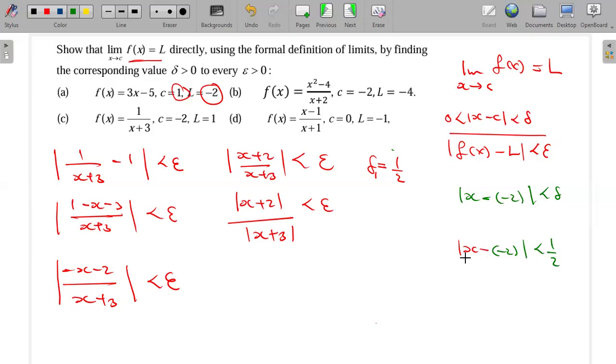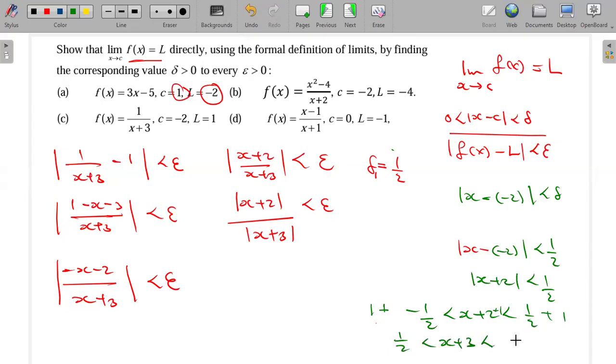Now this here is just the positive version, which is modulus of x plus 2 less than half. By definition this is negative half less than x plus 2, less than half. Now, what do we want to get? We want to get a 3 there. So how do we get a 3? By adding a 1. So you add a 1 here, plus 1 there, plus 1 there, which is going to give you, on this side, half less than x plus 3, less than 3 over 2.